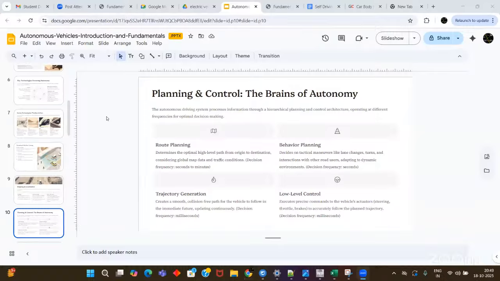And low level control executes precise commands to the vehicle's actuators, steering, throttle, brakes, to accurately follow the planned trajectory. Here the decision frequency is in milliseconds. So route planning is a higher order thing, taking around seconds to minutes. Behavioral planning is also a global level thing, taking seconds. Now trajectory generation and low level control are the local level planning techniques, operated in milliseconds. So that is how we'll take this thing forward.